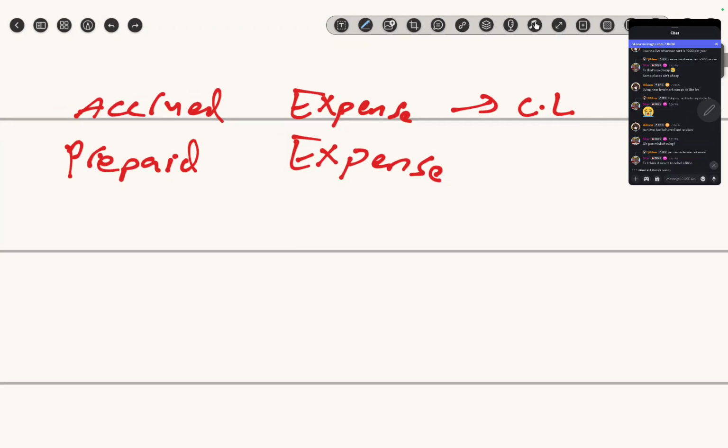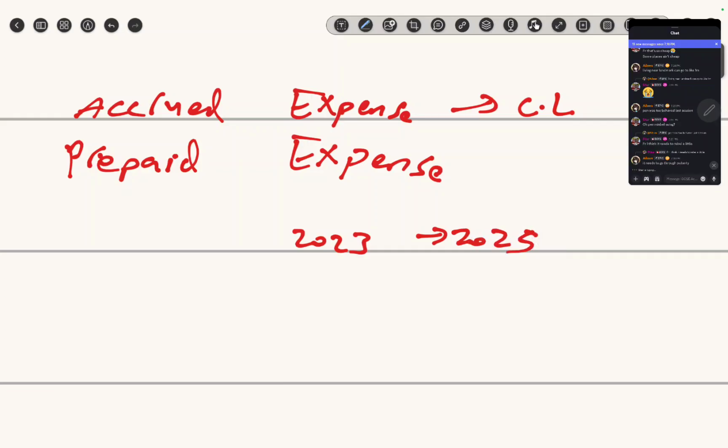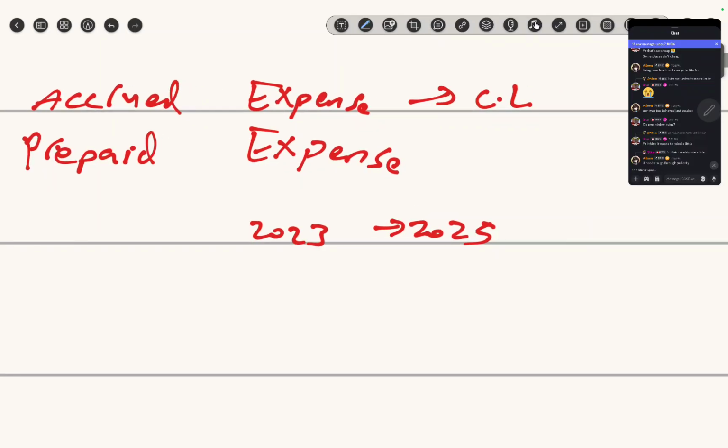And then prepaid expense is when you pay the expense in advance. So let's just say in 2023 I pay for electricity bills up to 2025, so I basically paid in advance for 2 years, right? But this doesn't mean that I'll record all these 2 years in the income statement for 2023. I'll record it in the income statement for 2023, 2024, 2025. I'll record the respective amount for each year. And that means this is a current asset.